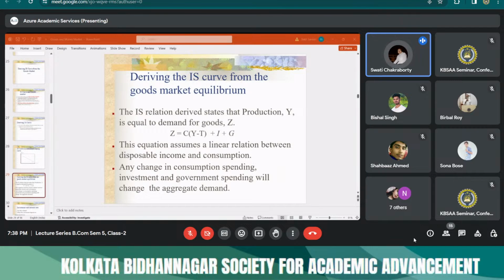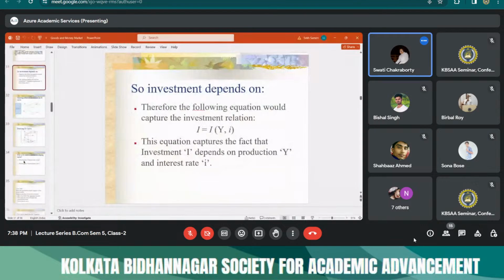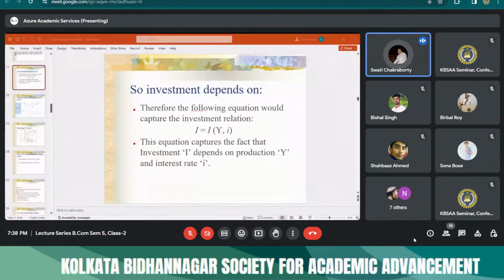If you go to slide number 31, please. Yes. So investment is not autonomous, but a function of production and rate of interest. The more the production, or the more demand, the more investment comes up. And the higher the rate of interest, the higher the cost of borrowing, so the lower the investment. So I and Y are positively related, and I and small i, that is the rate of interest, are negatively related. Now next slide please.